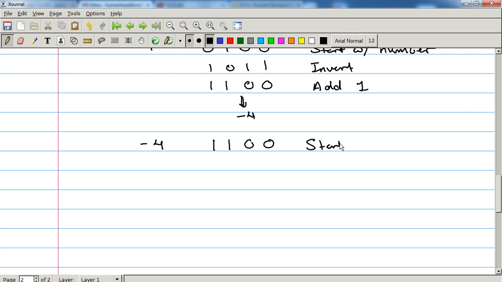So start with the number. You invert the bits, 0, 0, 1, 1. So invert, and then add 1. And then you're left with 0, 1, 0, 0, which is 4.